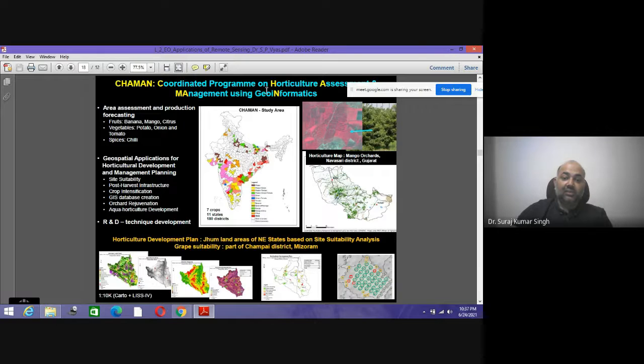Not only that, we are also using geoinformatics for identification of different horticultural aspects and management. In yesterday's class I already discussed how we'll be using remote sensing data for different kinds of horticulture plantation like fruits such as banana, mango, citrus, and vegetables such as potato, onion, tomato species. And finally, we'll be providing a decision support system which will show the different kinds of suitable sites for post harvest infrastructure, crop intensification, GIS database creation, orchard review, rejuvenation, aqua horti definition.